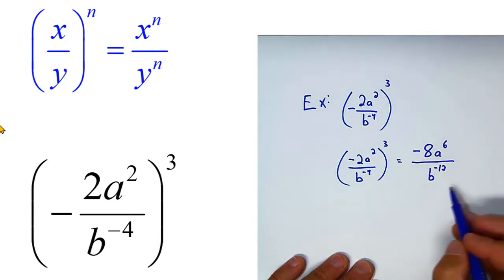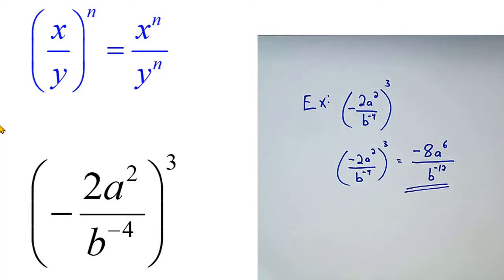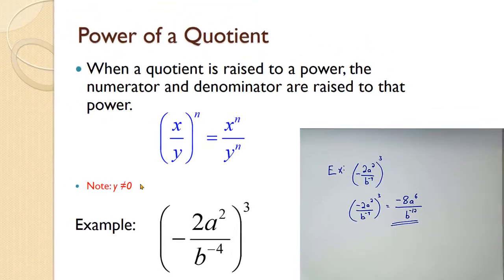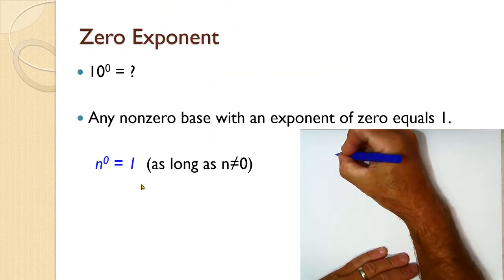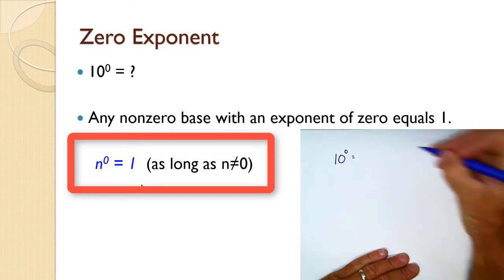Now again, we could go a little bit further with that, as we're going to see in our next two properties, but for right now, we'll be satisfied with that. Okay, our next one, a zero exponent. What is 10 to the 0 equal to?